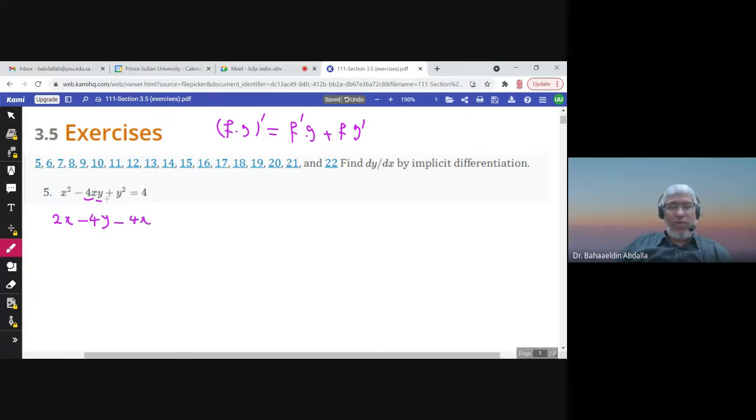4x times the derivative of y, and the derivative of y is y prime or dy by dx, plus y squared. Y is a function of x. Remember, y is a function of x, like x cubed plus 1 to the power 2. So using the chain rule to find the derivative of y squared, you need to find the derivative of the outer function times the derivative of the inner function, equals the derivative of 4, which is 0.